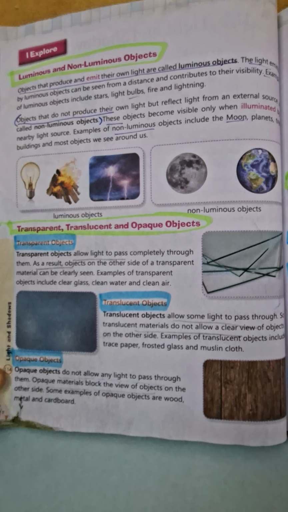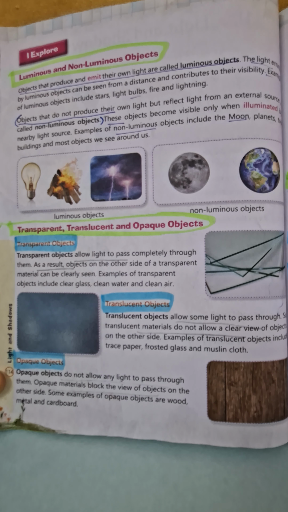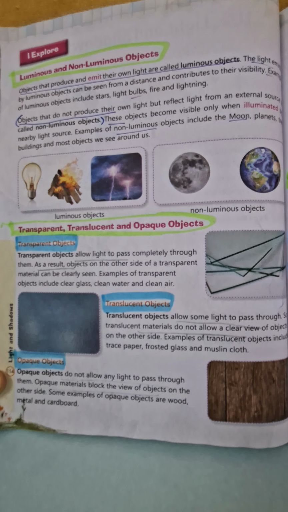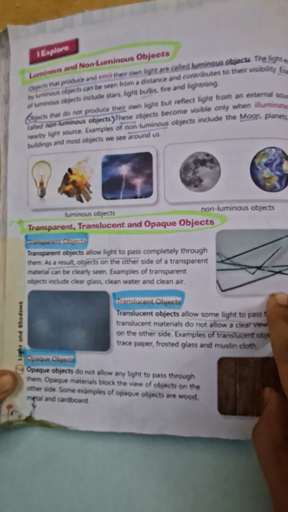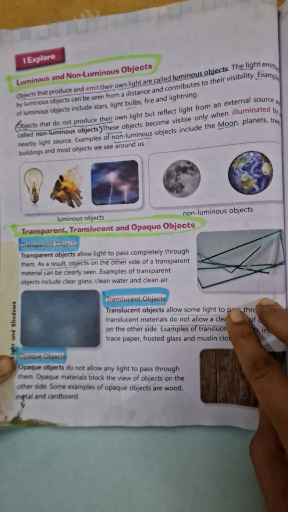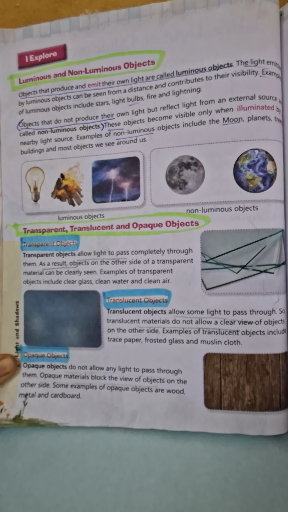So, here we are studying about luminous and non-luminous objects. This is our first topic. Objects that produce and emit their own light are called luminous objects. The light emitted by luminous objects can be seen from a distance and contributes to their visibility. For example, we have stars, light bulbs, fire and lightning. See here, and then we have non-luminous objects.